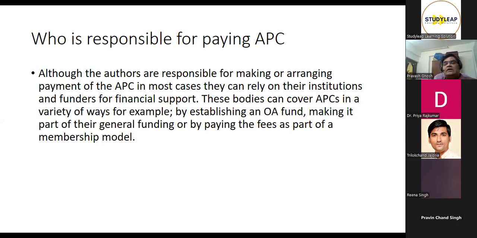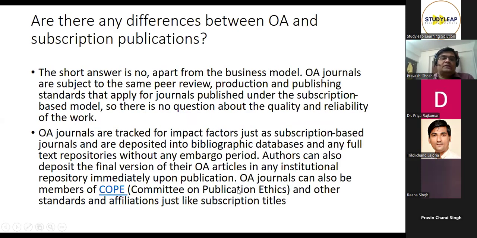Suppose you are doing research in supply chain management of any company, and the company or organization says that we will fund. Then your organization will fund, your university will fund, right? These bodies cover APCs in a variety of ways, for example, by establishing an open access fund. It is the company's or institution's responsibility to arrange the open access fund, right?